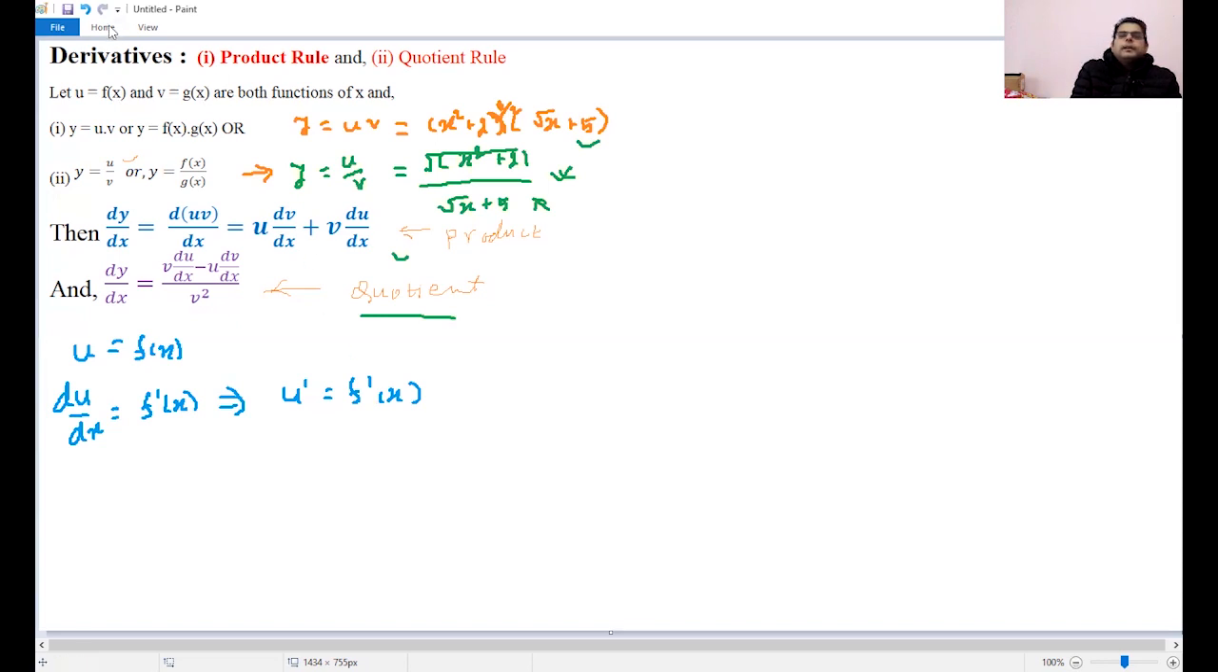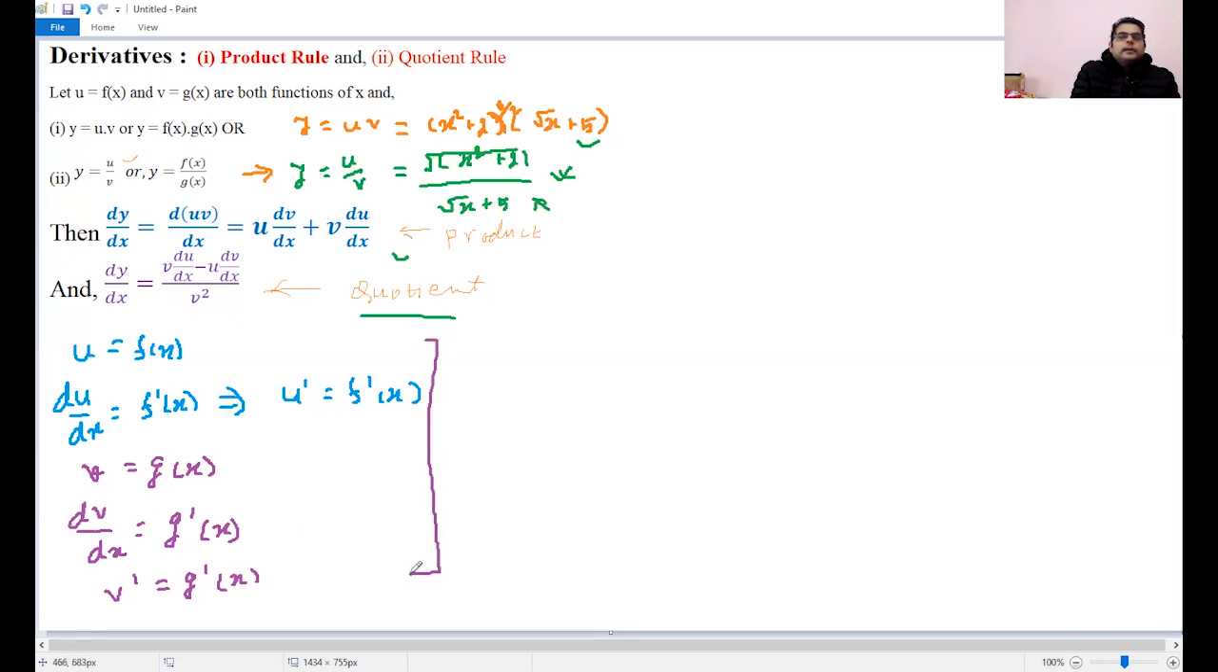Okay, and similarly, your v is given in terms of another function of x. All right, so therefore you have dv by dx, the derivative of v, where g is a function of x, and g(x) is equal to v. So that means you can see g dash x, that means you have taken the derivative of this function g. Okay, and this can also be written like this: v dash equals g dash x. Okay, so all of these are the symbols that we can use.